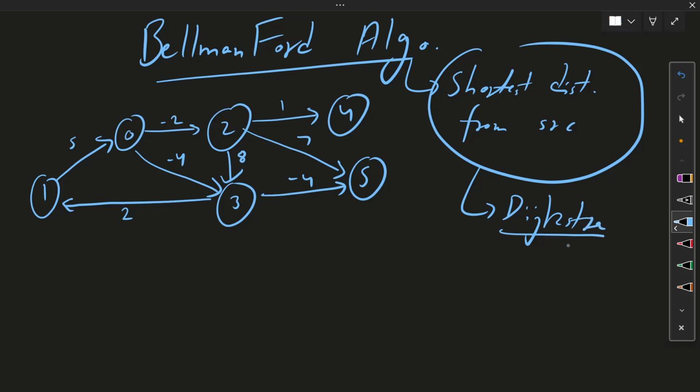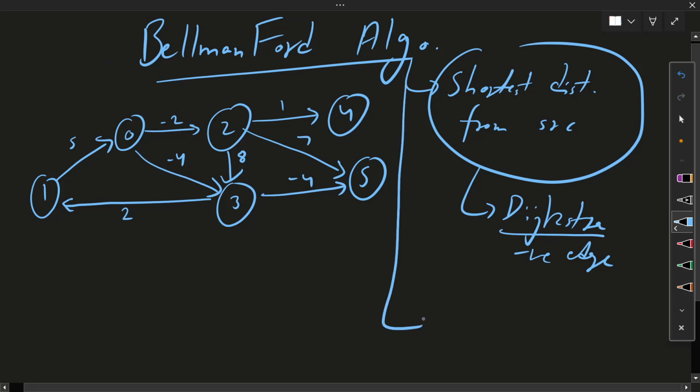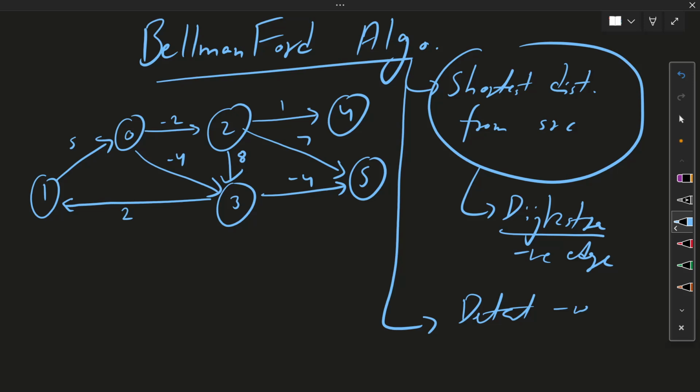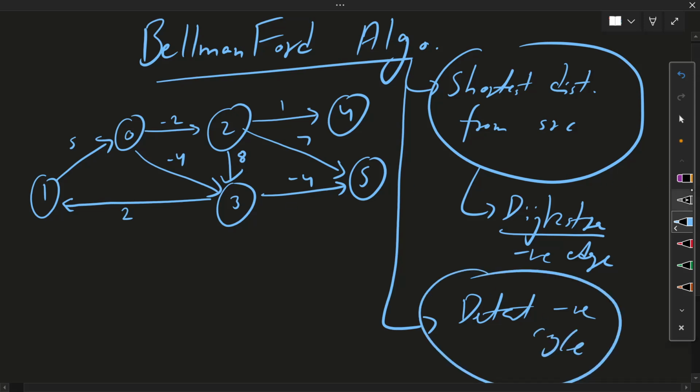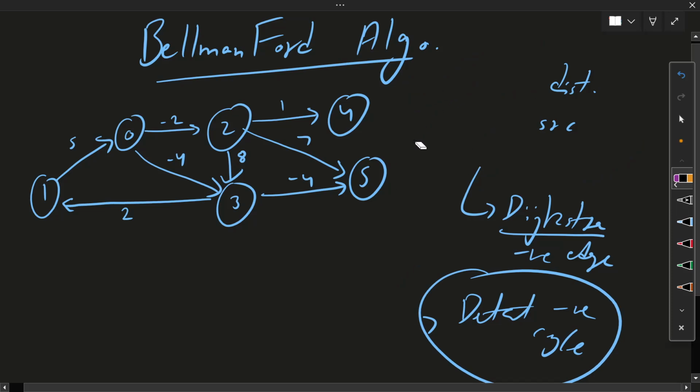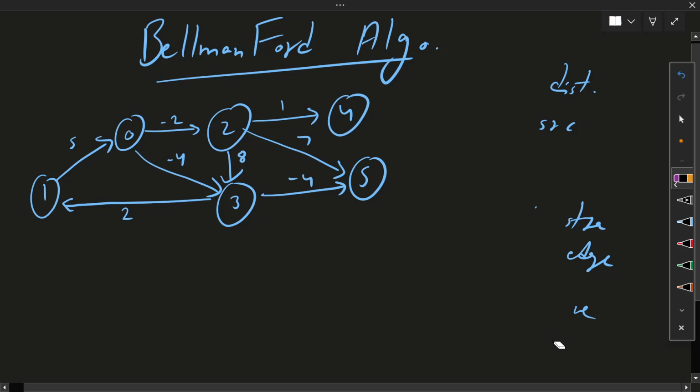But a drawback of Dijkstra's algorithm is that it does not work for negative edges. But Bellman-Ford will work for negative edges. We have negative edges, so the first application is this. Next application, it will detect if there's a negative cycle. I will talk about it. What is a negative cycle? So let me erase this and let's jump to the problem.